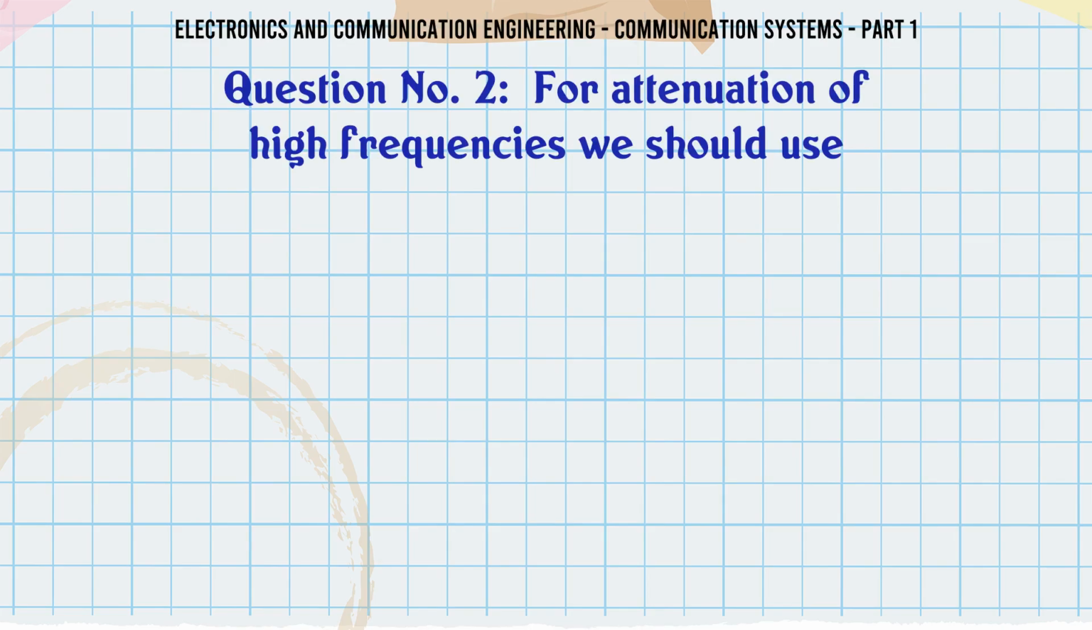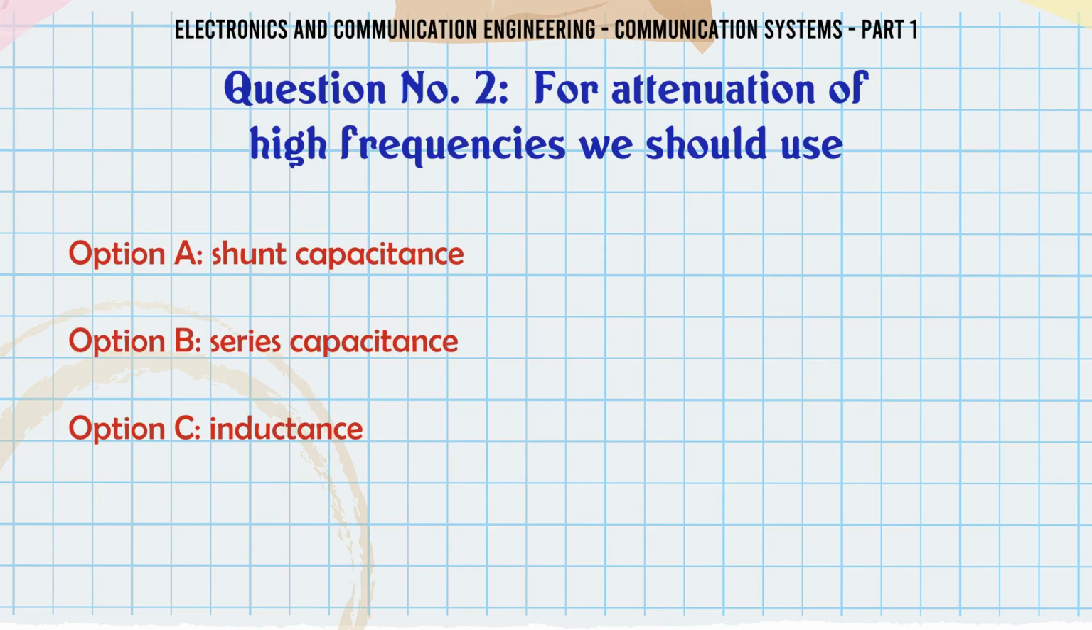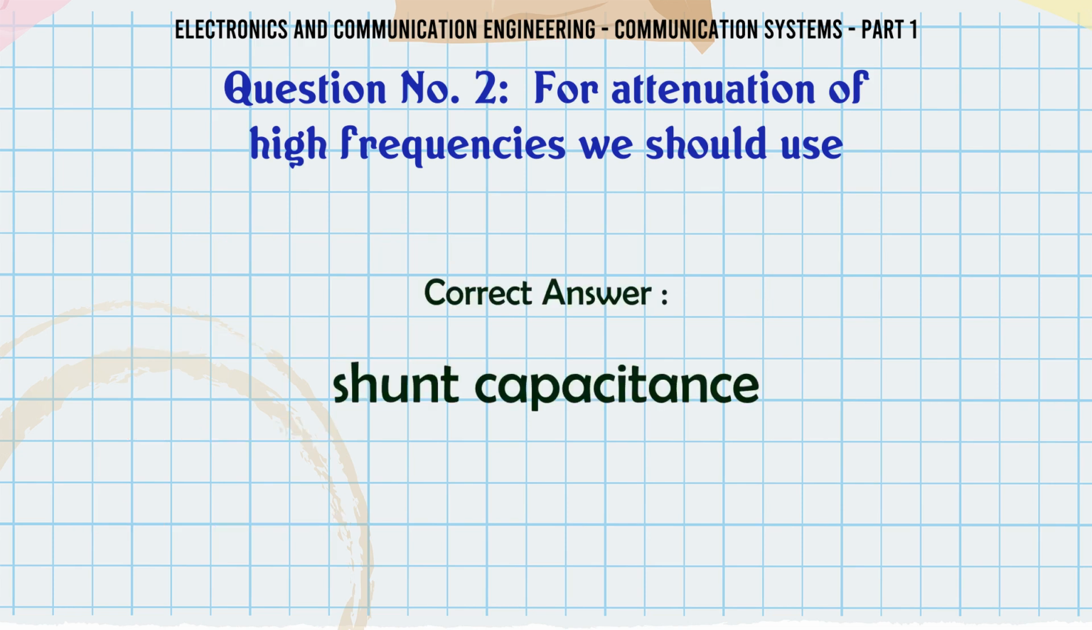For attenuation of high frequencies we should use A. Shunt capacitance. B. Series capacitance. C. Inductance. D. Resistance. The correct answer is shunt capacitance.